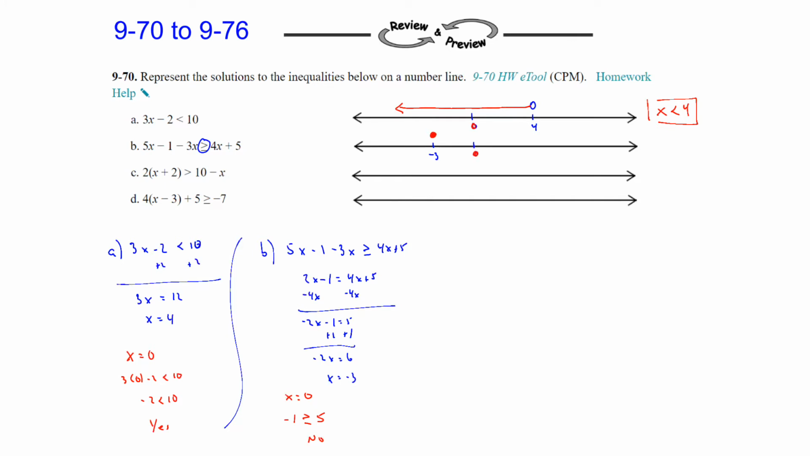So therefore, we need to take the points to the other side, which is to the left. So that means our solutions are all values of x that are less than or equal to negative 3.